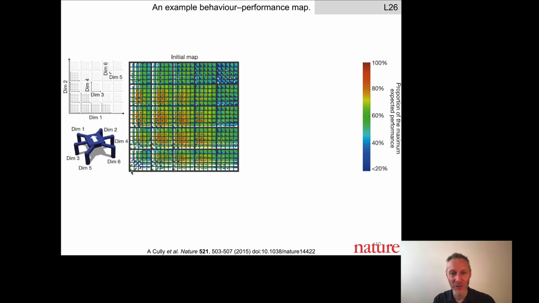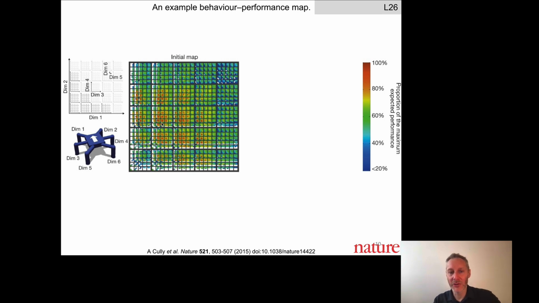It looks like some of them are filled in here, but I think that's just an artifact of the way this is drawn. So it's very difficult to find a controller that causes most of the legs to spend most of the time off the ground. It's much easier to find controllers that are in the very upper right, which is that most of the legs are spending most of the time on the ground.